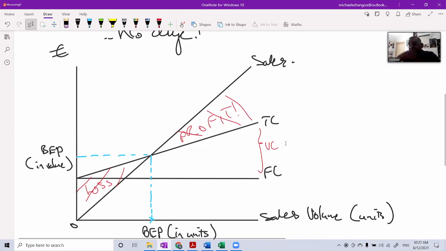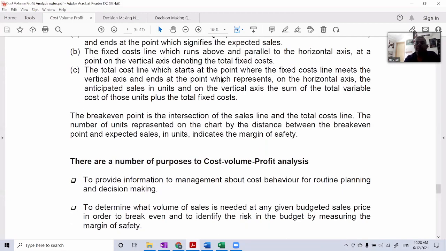I'm certain you have done this graph before in lower level studies, I would assume, right? It says the break-even point is the intersection of the sales line and the total cost line. The number of units represented on the chart by the distance between the break-even point and expected sales units indicates a margin of safety.